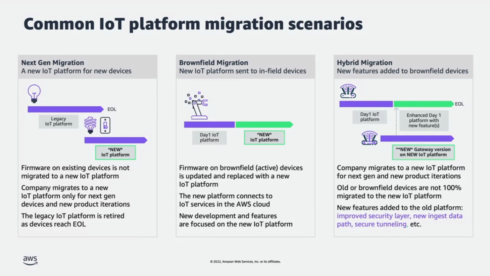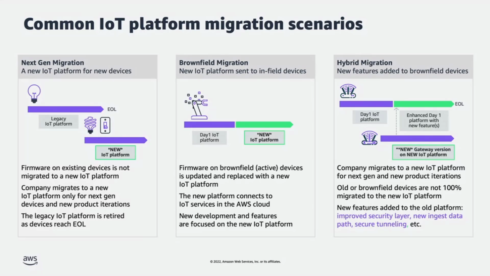The next one, brownfield migration. There are often cases where the live in-field devices require an IoT platform refresh. So this scenario migrates the brownfield, or live, IoT devices to a completely new IoT platform with AWS IoT, while they're in the field and being used by customers all the time.